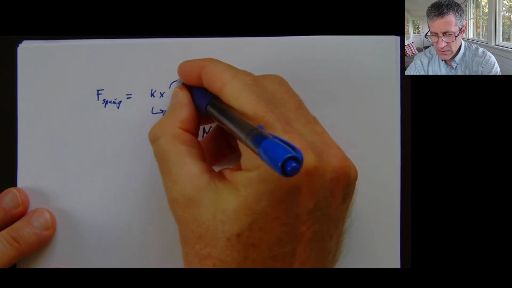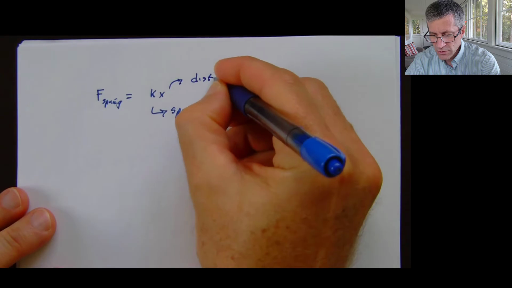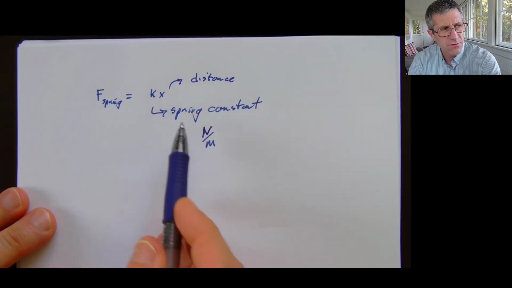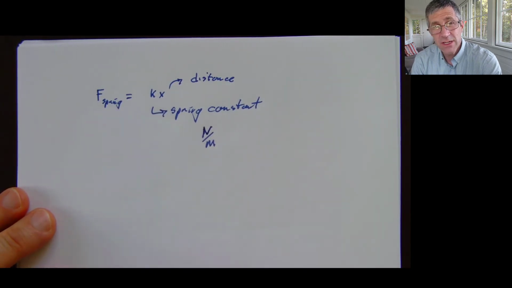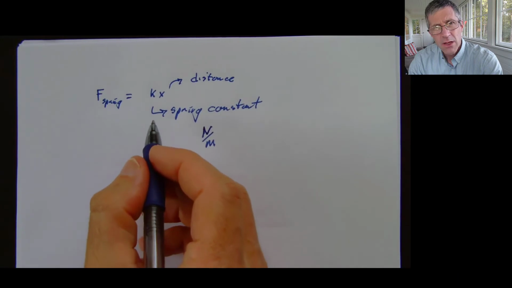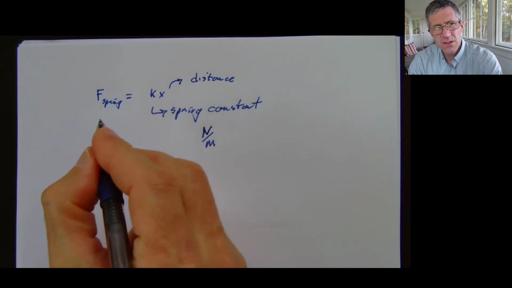X is the distance that something is stretched. So notice that as I stretch, the further I stretch it, the larger the distance, and the force it takes to hold it there is going to be higher. Importantly, though, this is the force that the spring's exerting.